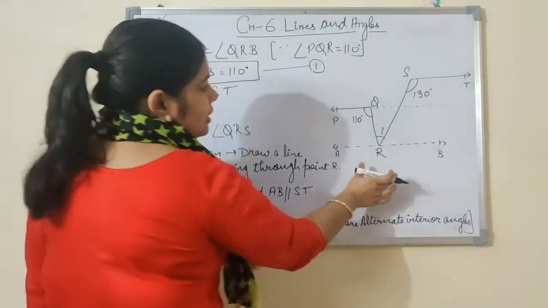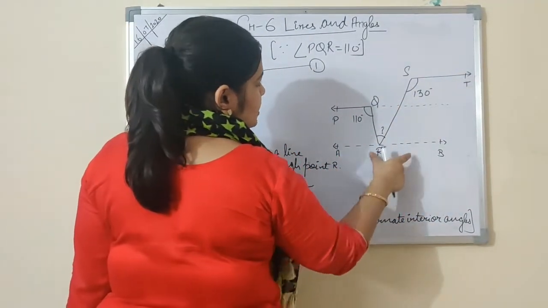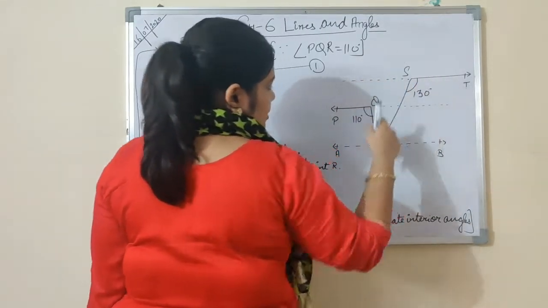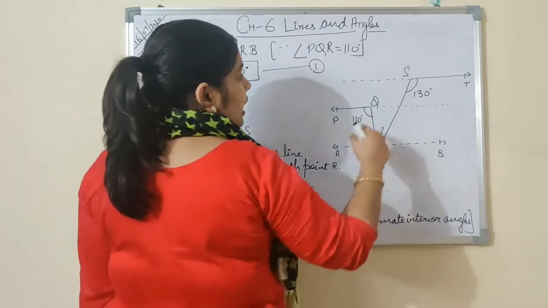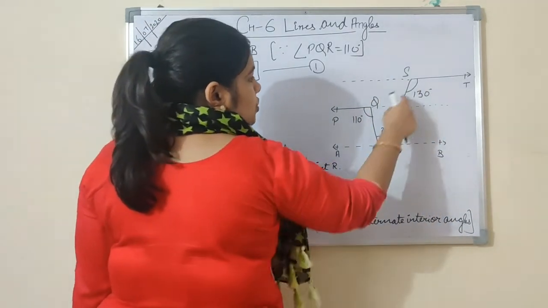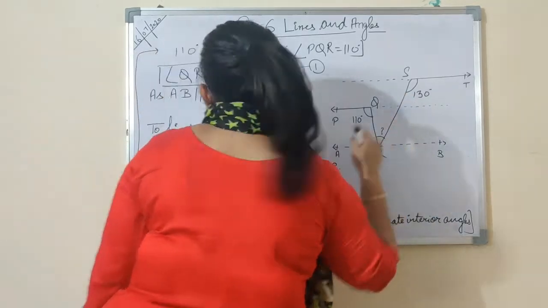Okay, AB is parallel to ST. So, you can see over here that AB is parallel to ST. If I extend it like this, now you can see it is clearly visible. And SR is acting as a transversal over here. So, we can use co-interior angle property over here.